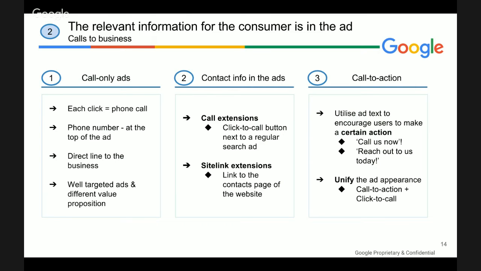The second one is site link extensions, which allow you to put different sections of the website on the ad and basically have links to contacts and the whole business, the services that are being provided, etc.